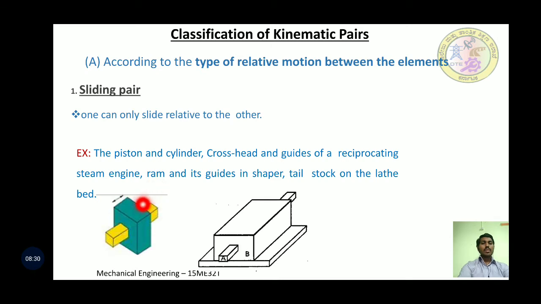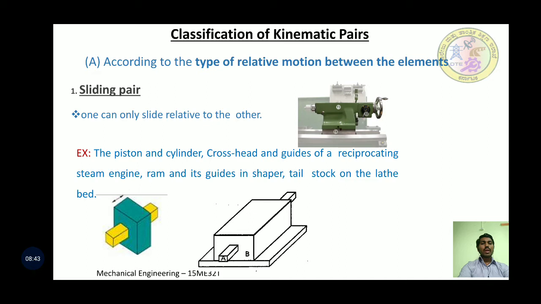Diagram A shows a model which has a square hole so that one bar can slide relative to the other. The diagram shows a tailstock which slides on the guideways of the lathe, so one slides relative to the other. That's why it's called a sliding pair.